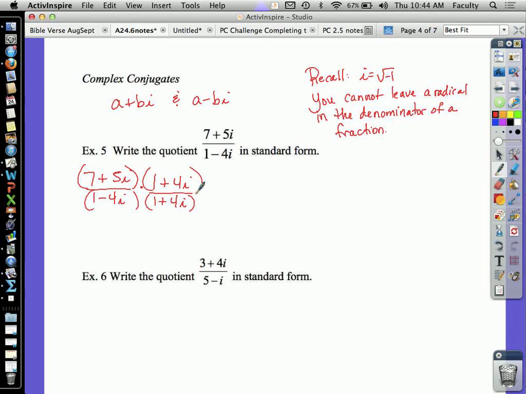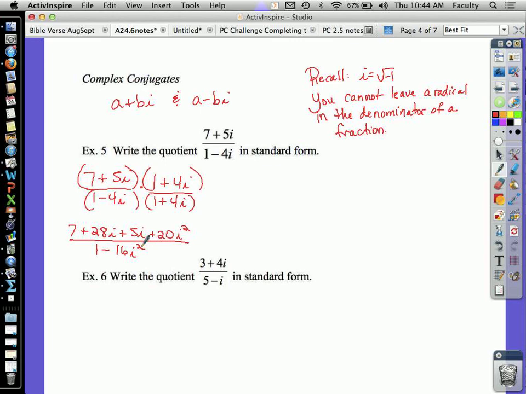So what we're going to do is, in the numerator, we're going to FOIL it. So I get 7 plus 28i plus 5i plus 20i squared over 1 minus 16i squared. In the bottom, the outer and inner will always cancel. It's not going to cancel up in the numerator though.